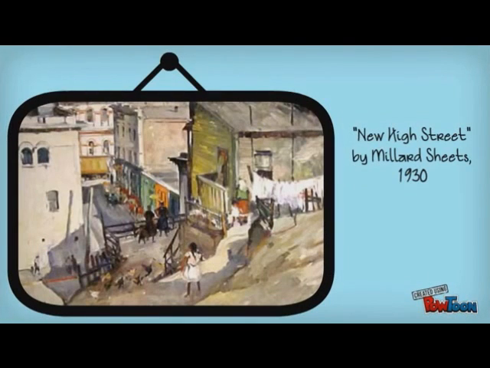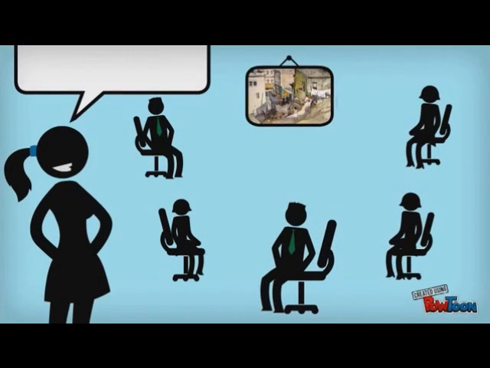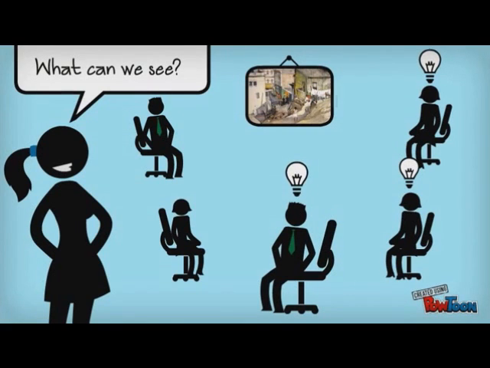Image number 1 is a 20th century American painting titled New High Street by Millard Sheets, 1930. Do not tell your students anything about the painting, including the title and artist. This is an observational writing exercise. If you wish to discuss the artist and painting as a historical object, I suggest saving this for after the lesson.